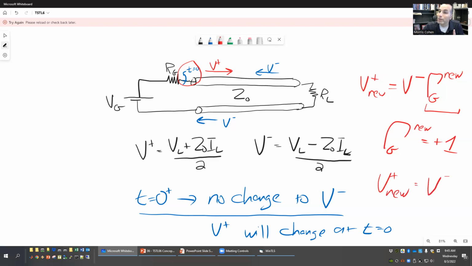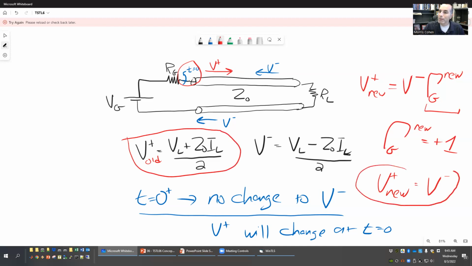Remember, V negative hasn't changed, but V positive has. So we've got an old value of V positive, which we calculated before we started, and we have a new value of V positive, which in this case happens to be the same as V negative. And so with that, we can see that there is a step change that has occurred.